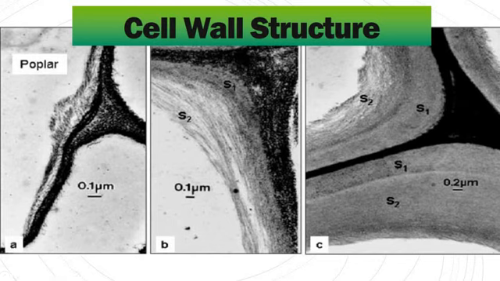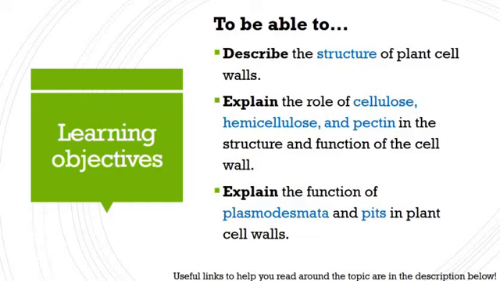Hello everyone, today we're going to have a look at cell wall structure. So, the three things that we're going to be looking at in this lesson are being able to describe the structure of plant cell walls. We're going to be able to explain the role of cellulose, hemicellulose and pectin in the structure and function of cell walls, and we're also going to explain the function of plasmodesmata and pits.